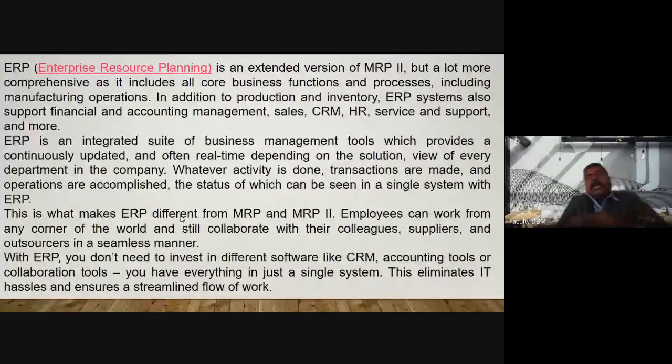Enterprise resource planning is an extended version of MRP2, but a lot more comprehensive as it includes all core business functions and processes, including manufacturing operations. In addition to production and inventory, ERP systems also support financial and accounting management, sales, CRM, HR, service and support, and more. ERP is an integrated suite of business management. So here, financial, accounting management, sales, CRM, HR, service and support, and more are in one. So it's a bigger software.